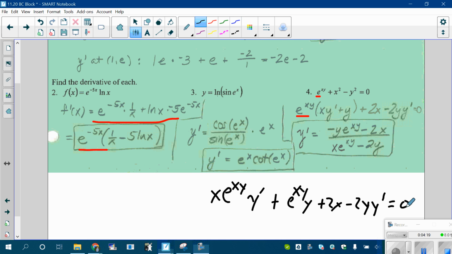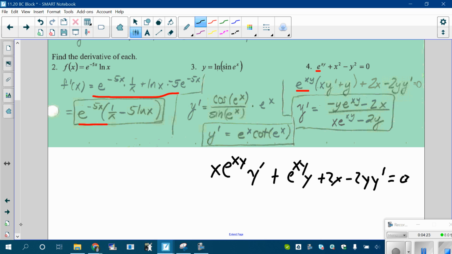And because there's multiple terms with the y prime, you're going to want to keep the terms with the y prime on one side, move the terms without a y prime over to the other side, GCF out a y prime, and then divide it over. I can show you guys that real quick. It's just a little cumbersome.